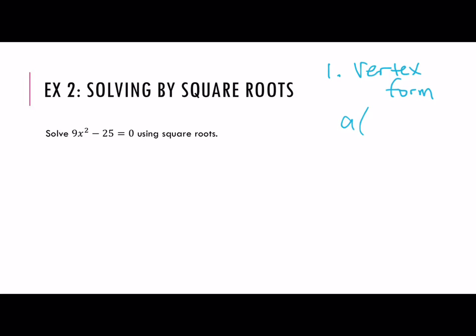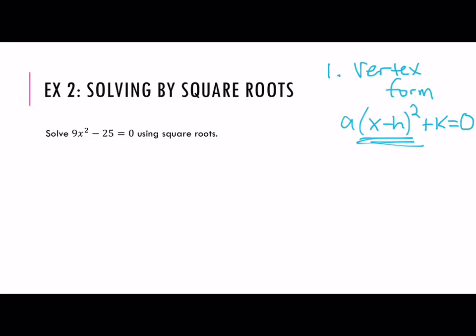Right, and remember that's a times x minus h squared plus k equals something. And in this case, since we're solving, we're not going to have a y on the other side, it's going to be a 0. So, all right, so we want to put that in vertex form, and then you would go through the process of getting the thing that's squared by itself, and then we would square root both sides of the equation.